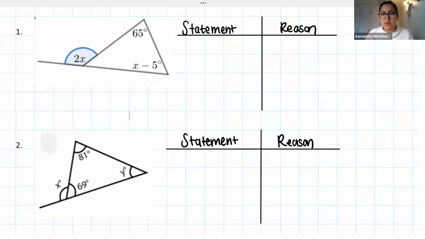You know, guys, when I do these 2 questions, I'm going to use the 2 reasons that we've learned: exterior angles of a triangle and sum of angles in a triangle.